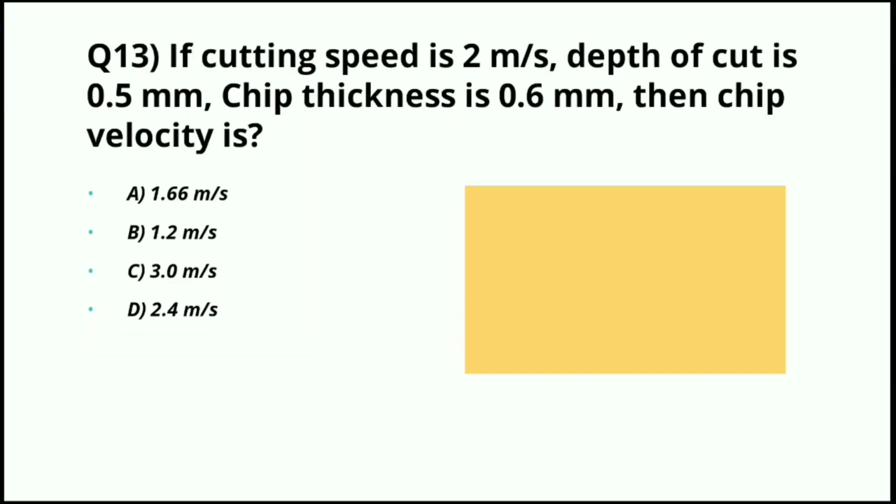If cutting speed is 2 meter per second, depth of cut is 0.5 mm, and chip thickness is 0.6 mm, then chip velocity is: the options are 1.66 meter per second, 1.2 meter per second, 3 meter per second or 2.4 meter per second. The right answer for this question is part A, 1.66 meter per second.